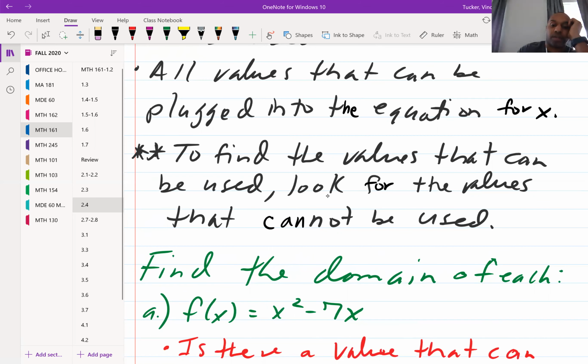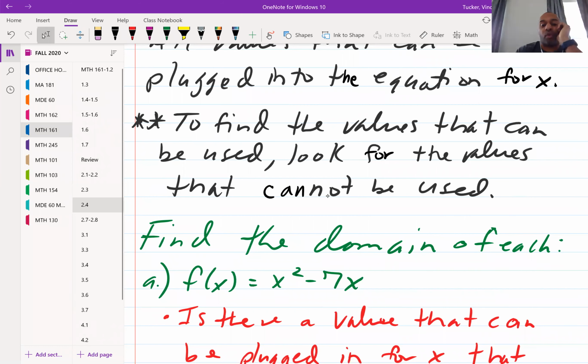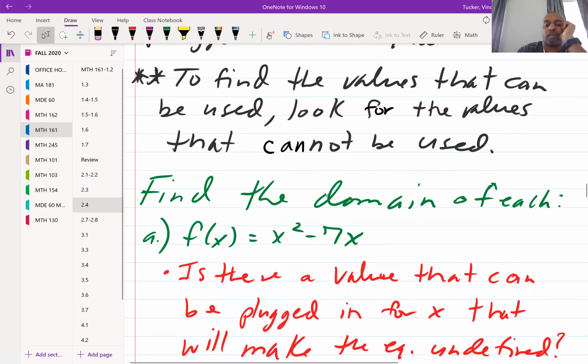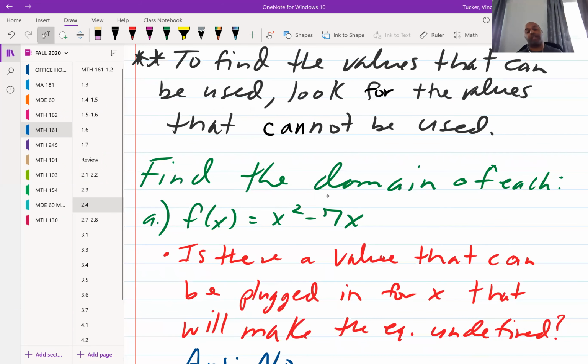When you look at x squared minus 7x, that's a parabola, it's a quadratic equation. And you're supposed to ask yourself, whenever you're looking at these functions, is there a value that can be plugged in for x that will make the equation undefined? Or is there a value that I cannot use?